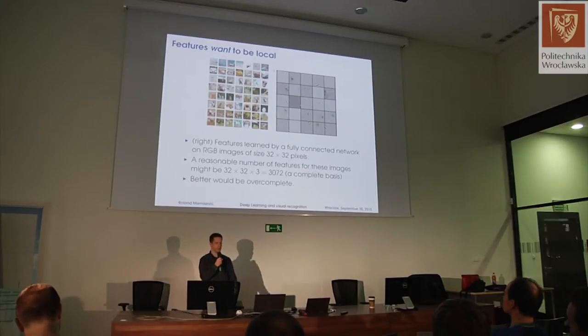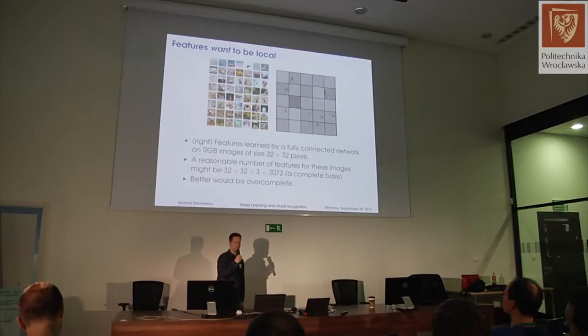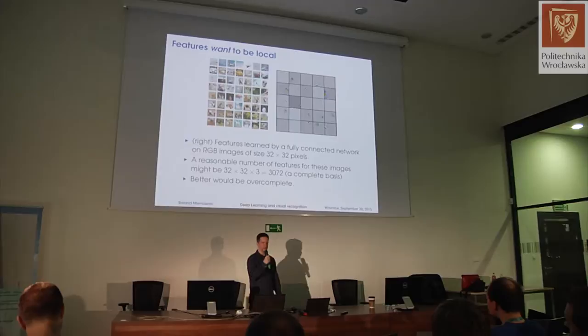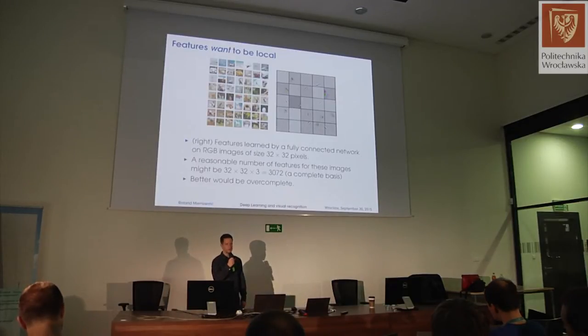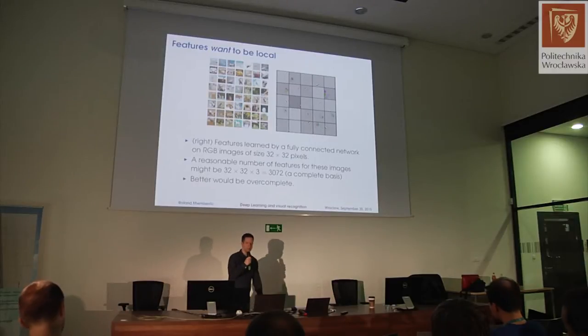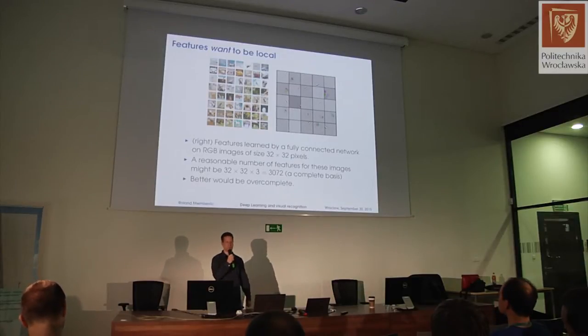And now you could add another hidden layer and another one, so you're easily in the tens or hundreds of millions range for an extremely toy task dealing with tiny images. If you would use a reasonable representation, not a complete one, but an overcomplete one, you would easily be in the billions of parameters right there.